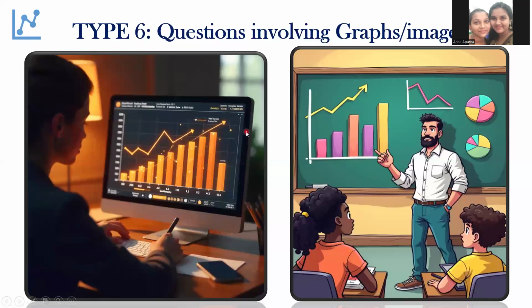Next is questions that involve graphs, images. So sometimes it can be graphs or pie diagrams or histograms, or sometimes it can be images like pedigree images or karyotyping images or any cellular images. Not very common, but you will definitely have questions that involve graphs or images. So this is one type of question.